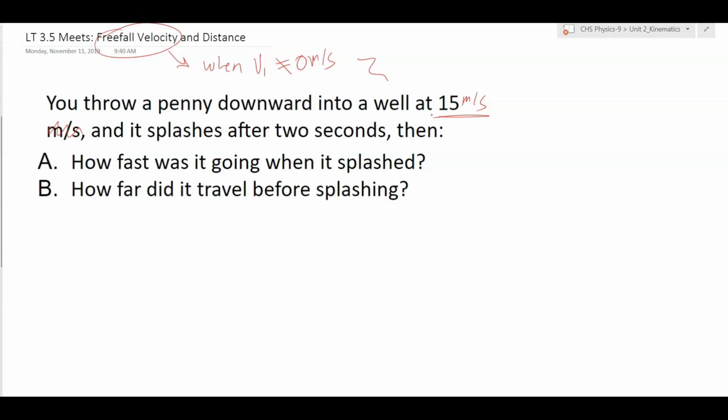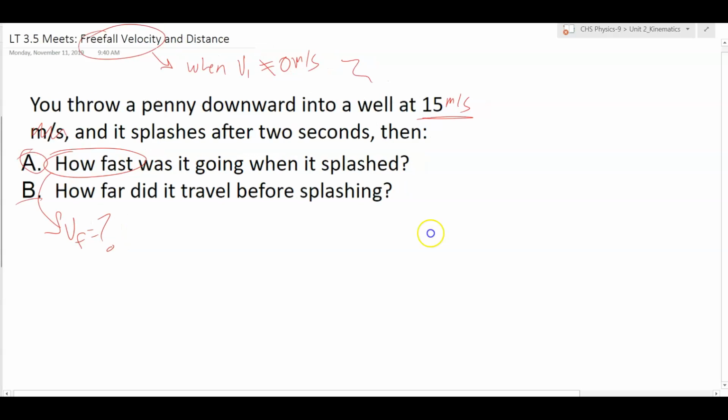This example is going to be part A, and in the next video I'll be going over part B of this problem. You throw a penny downward into a well at 15 meters per second and it splashes after 2 seconds. Then how fast is it going? So this tells us we want to know what VF equals. Okay, that's what we're going to be trying to find.